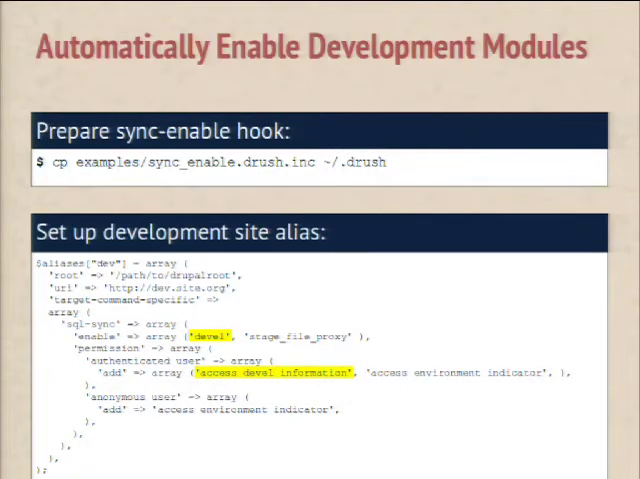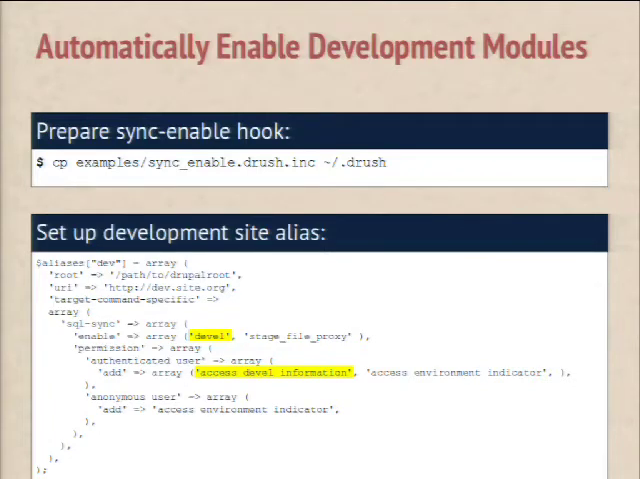Next up is the sync enable hook. Inside of the Drush examples folder, there's a command file called syncenable.drush.inc. And if you'd like to use this feature, all you need to do is copy that example command file over to your .drush folder in your home directory. If you do this, then there are going to be additional options available after SQL sync. And one of those options is --enable, which takes a list of modules to enable. Another example is --disable, which takes a list of modules that you'd like to disable.